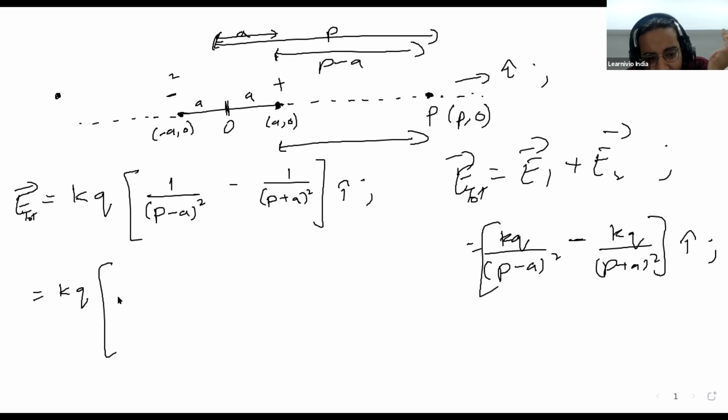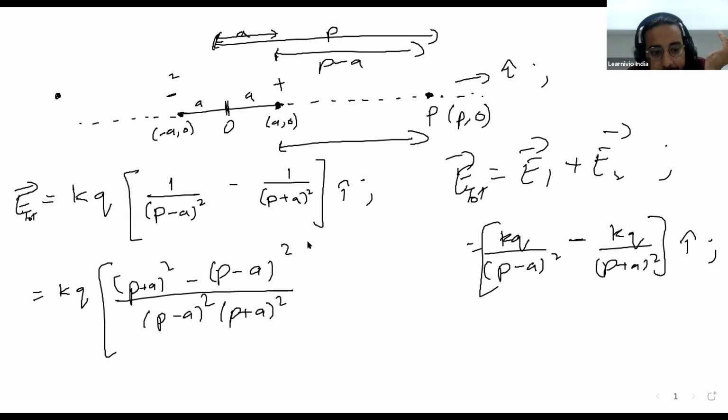Direct multiply. Multiply not inside, as in multiply these two together. So take common essentially P minus A whole square into P plus A whole square, correct? So what do you have? You have P plus A whole square minus P minus A whole square.